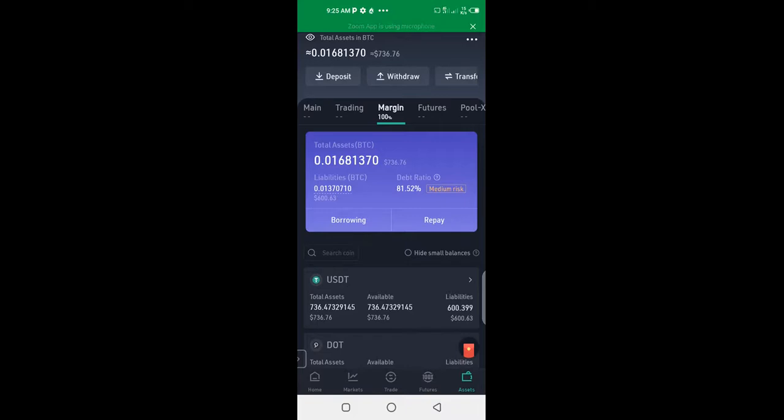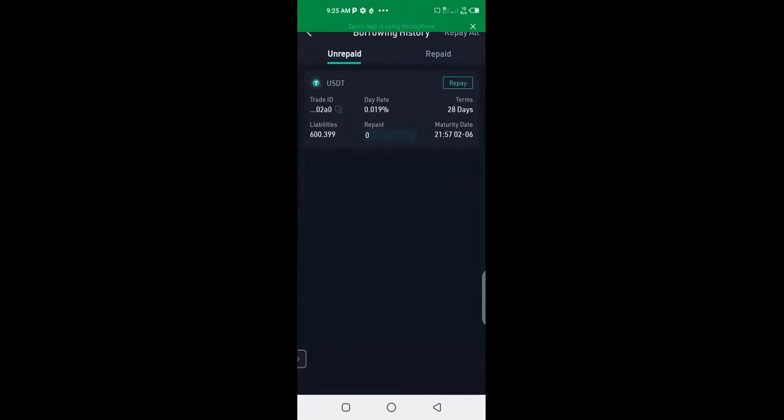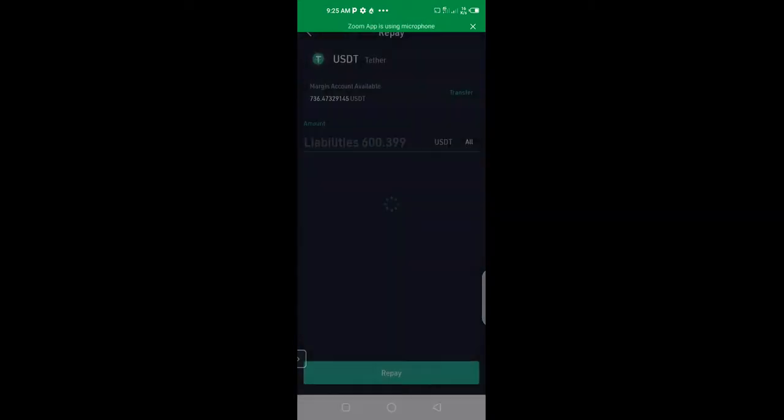So right now we're going to click on repay. Click on repay. So remove the profits. Where is it? Okay. Yeah. Click on repay, that green one that is covered. All, click on all. Repay.